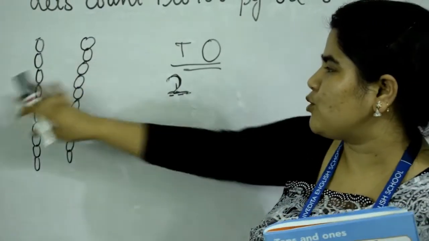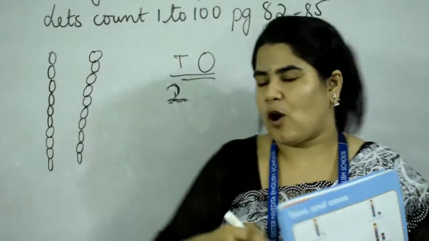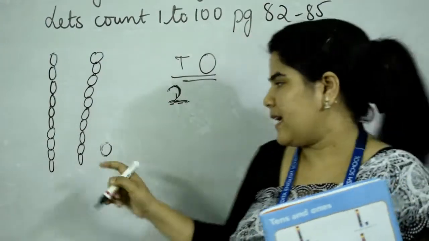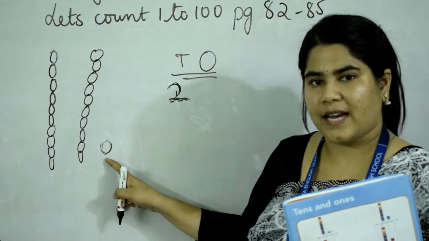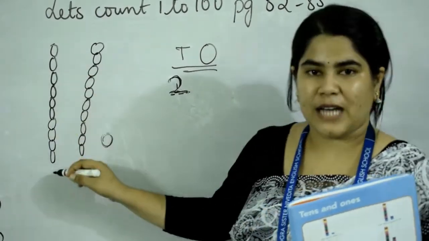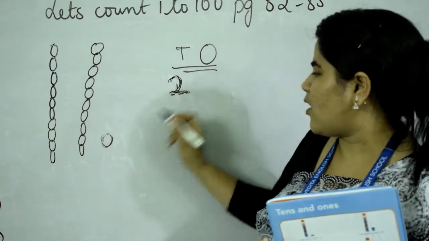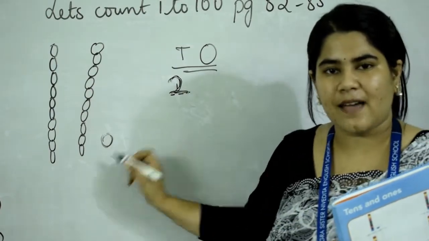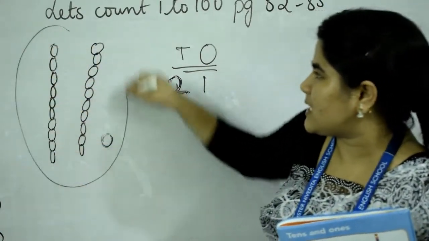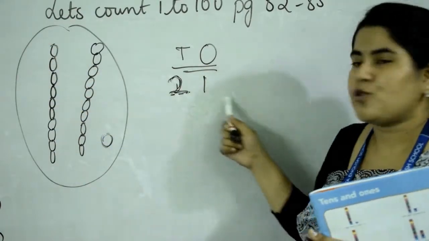Suppose I have 2 towers of 10 blocks and I have a total of 1 loose block. I made an extra one here. So in tens, I wrote 2, because I made 2 towers, so 2 tens. And how many loose blocks are there here? Only 1. So I will write here 1. If you count all this, you will get the total number 21.